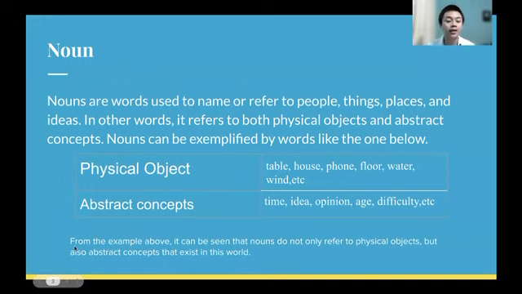First of all, nouns. Nouns are words used to name or refer to people, things, places, and ideas. In other words, they refer to both physical objects and abstract concepts. Nouns can be explained by words like the ones below. Physical objects: table, house, phone, floor, water, wind, etc. Abstract concepts: time, idea, opinion, age, difficult, etc. From the examples above, it can be seen that nouns do not only refer to physical objects, but also abstract concepts that exist in this world.